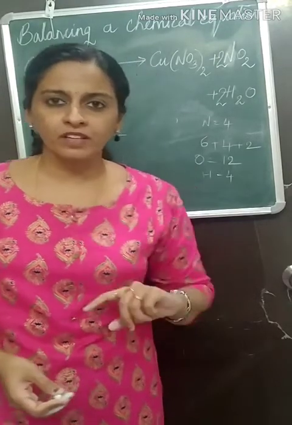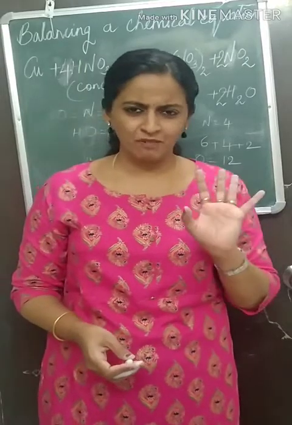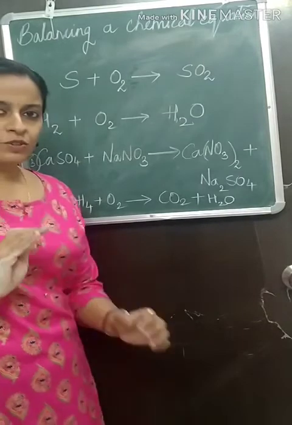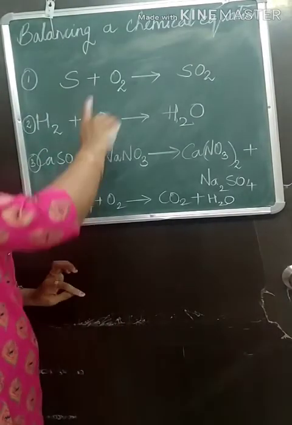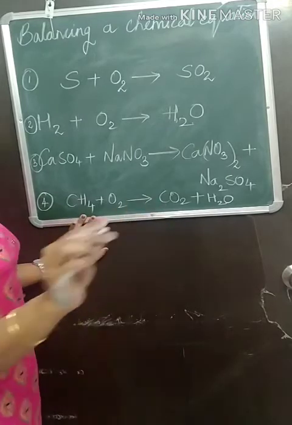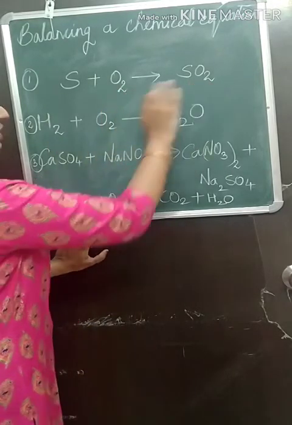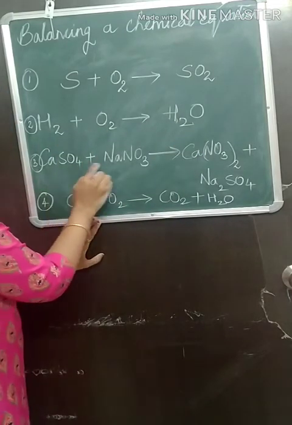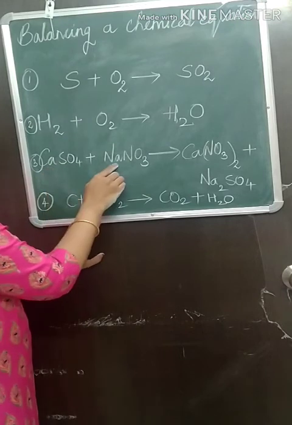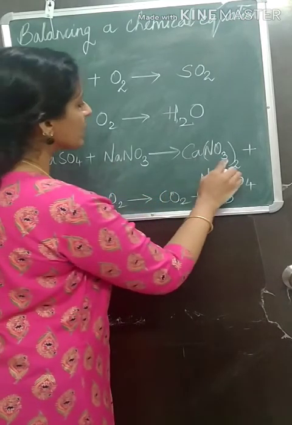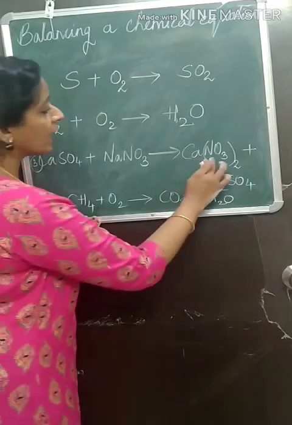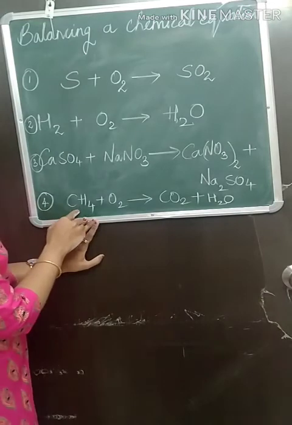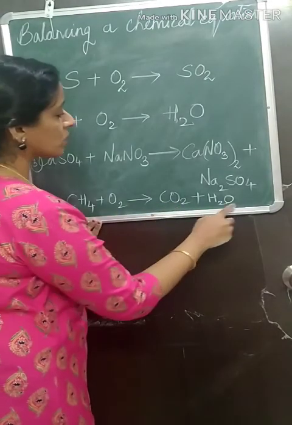Now I have a few chemical reactions for you to do. Very simple ones. Just make a note of them and balance them as assignment. Once you understood the method, now I want you to balance these 4 chemical equations. S plus O2 gives SO2. H2 plus O2 gives H2O. CaSO4 plus NaNO3, calcium sulfate, sodium nitrate, gives calcium nitrate plus sodium sulfate, Ca(NO3)2 plus Na2SO4. Last reaction, methane, CH4 plus O2, gives carbon dioxide and water.